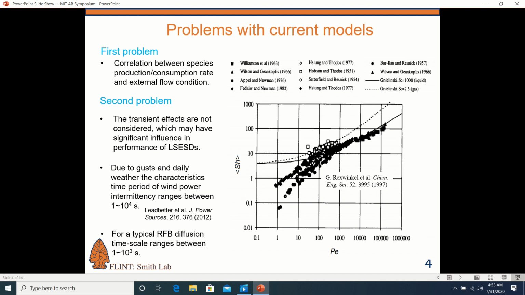The second problem is the transient effect, and this is the effect produced by the fluctuations you already saw. So is that effect important? To answer that question, we compare two time scales. The first one is the characteristic time period of the intermittency, and the second one is the diffusion time scale for a typical redox flow battery. And you see they are in the very same order of magnitude. So yes, these transient effects are important.